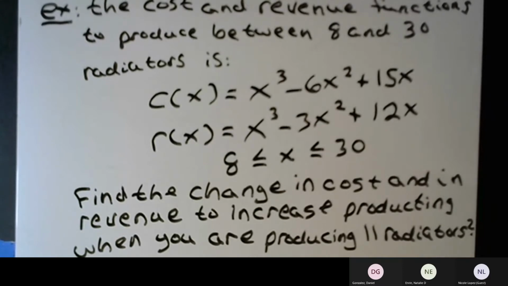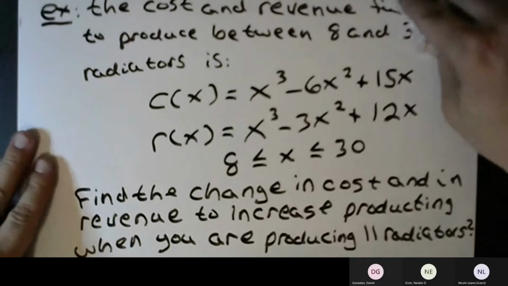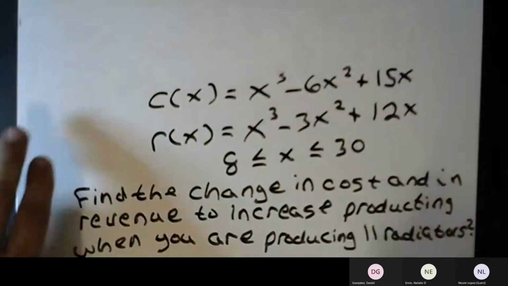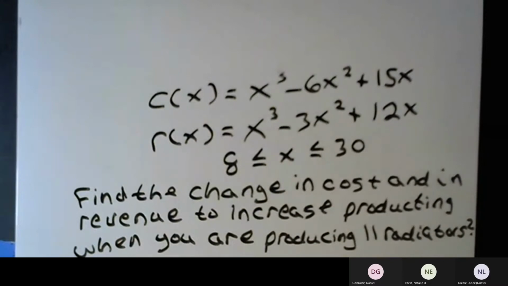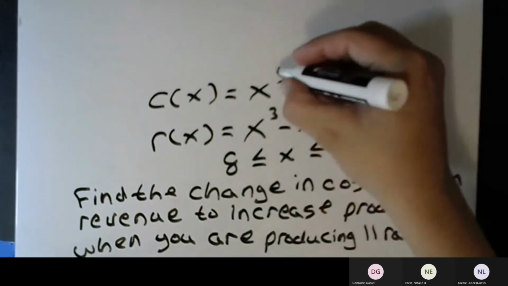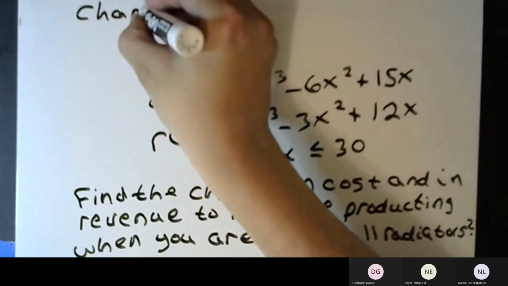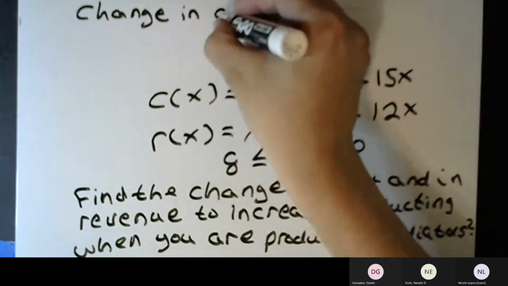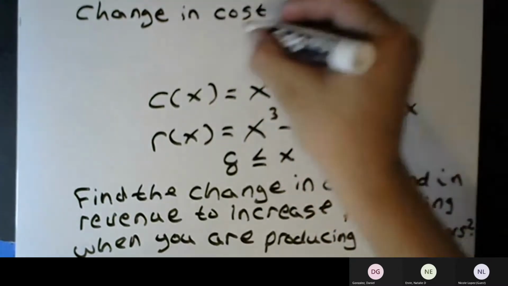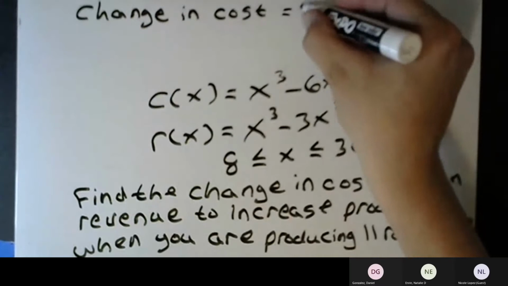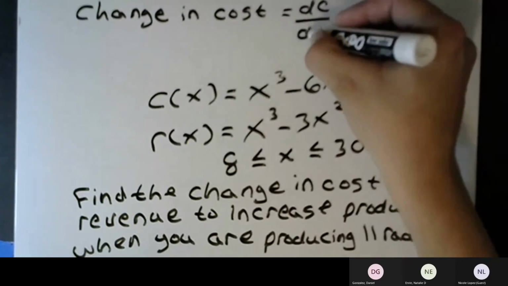So what that means is that if we're producing 11 and we want to increase to 12, what's that going to look like? Can we estimate that? The way we're going to estimate it is we're going to compute the change in cost and the change in revenue using a derivative. So the change in cost is going to be dC/dx.